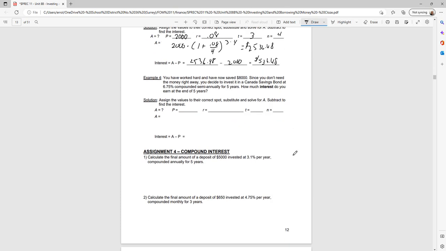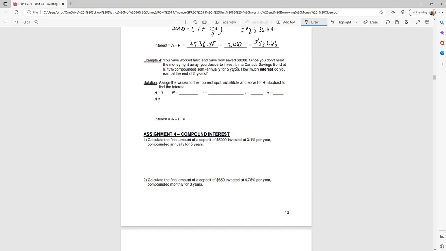The last example says you worked very hard, and now have invested $8,000. Since you don't need the money right now, you decide to invest in a Canada savings bond at 6.75% compounded semi-annually for 5 years. How much interest do you earn at the end of 5 years? Okay, so here we have principal $8,000. My rate is 0.0675. My time is 5 years, but it's compounded semi-annually. That means twice every year.